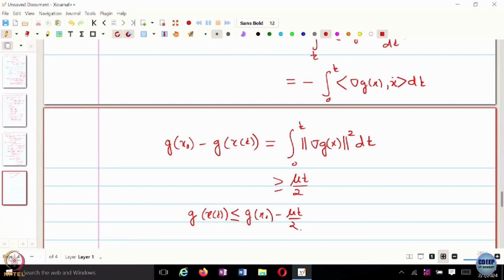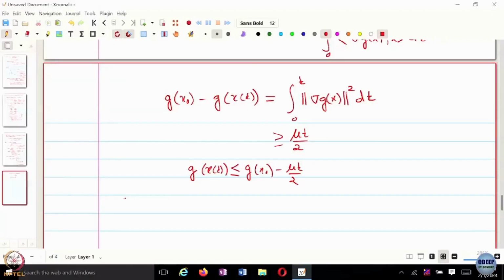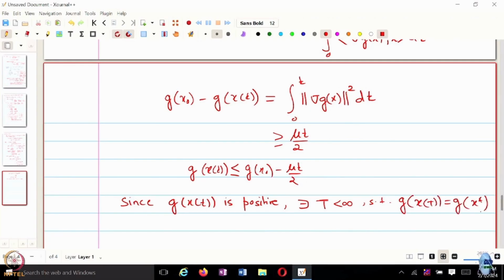That means there must exist a finite time when x of t becomes x star, right? Because the minimum value of this function is 0. So there exists a finite time when this x of t becomes x star. Let's say that finite time is capital T. Since g of x t is non-negative, there exists some finite time T, T less than infinity, such that g of x T is g of x star, because at x star g is 0.